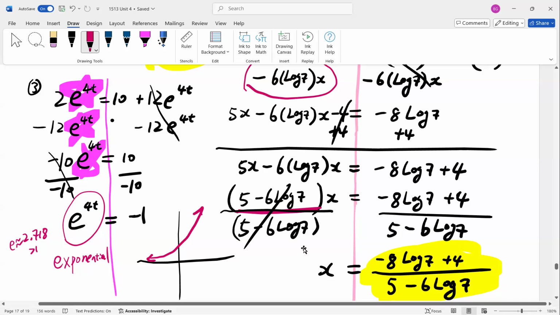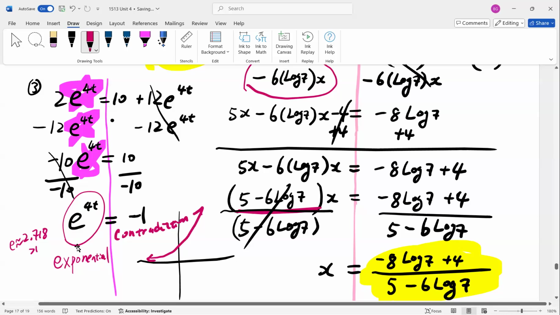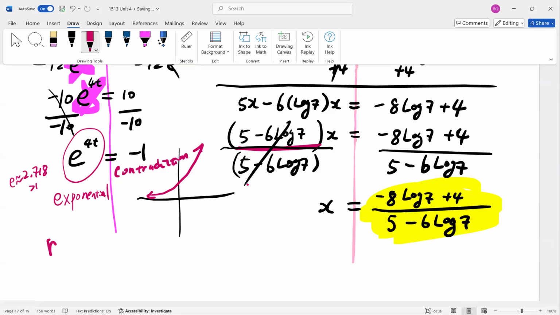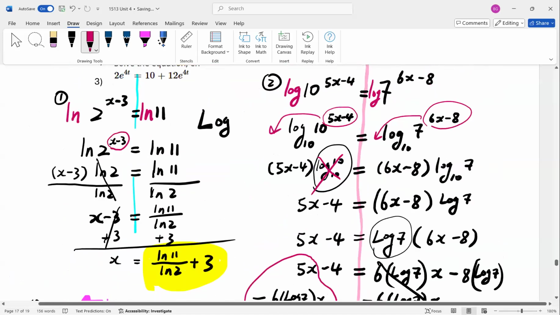So this is a contradiction. Right now we have a contradiction, because the left side, the exponential expression, cannot be a negative number. So the equation has no solution. No solution. It's possible, right? No solution for number 3.